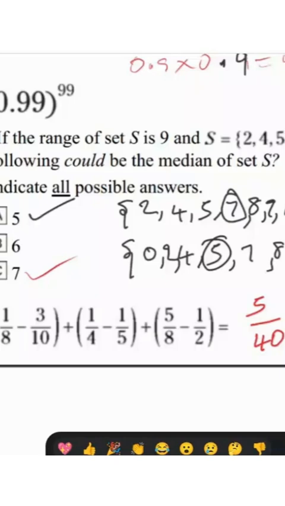Twenty-five over 40 is 5 over 8. Of course, 20 over 40 is half. But this is not plus, it's supposed to be minus, because we are taking all the original signs.